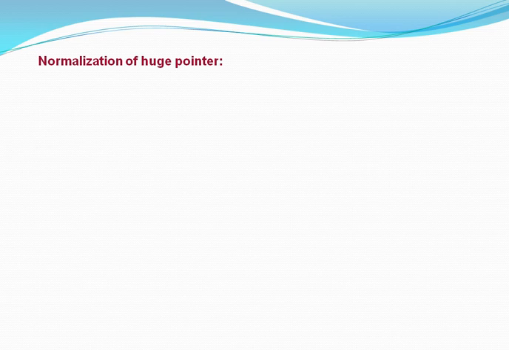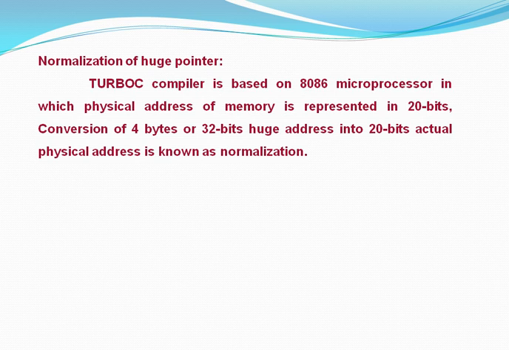So what is the normalization of a huge pointer? The Turbo C compiler is based on the 8086 microprocessor, in which the physical address of memory is represented in 20 bits. Conversion of a 4-byte or 32-bit huge address into a 20-bit actual physical address is known as the normalization concept. In short, converting a 32-bit address into a 20-bit address is known as normalization. So what is the formula for calculating the physical address?